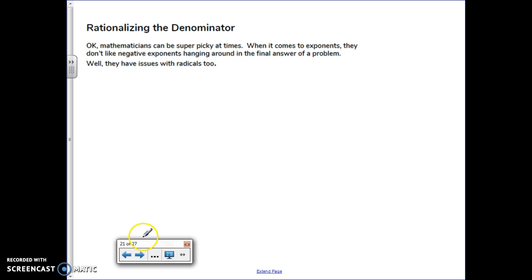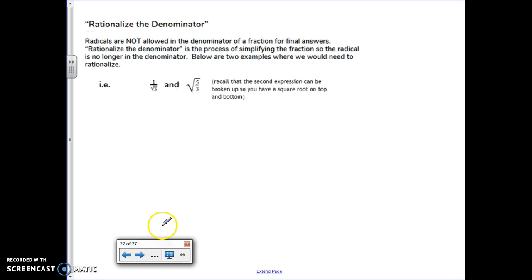So what we're going to do is do something called rationalizing the denominator. Okay, mathematicians can be super picky at times. When it comes to exponents, they don't like negative exponents hanging around in the final answer of a problem. Well, they have issues with radicals too. Radicals are not allowed in the denominator of a fraction for final answers. We need to rationalize the denominator. It is the process of simplifying the fraction so that the radical is no longer in the denominator.